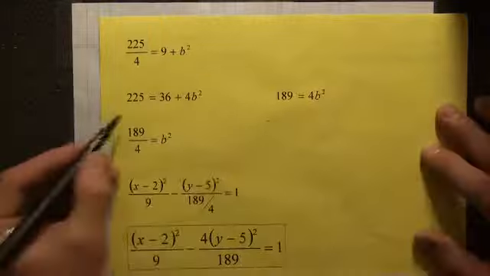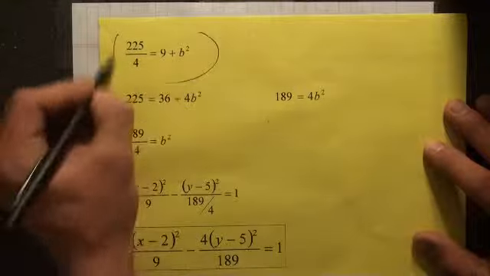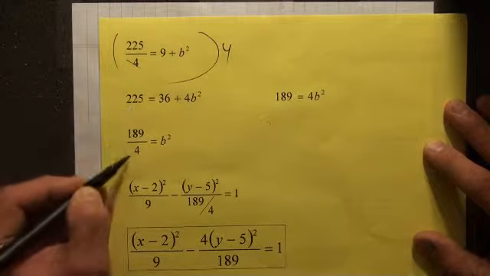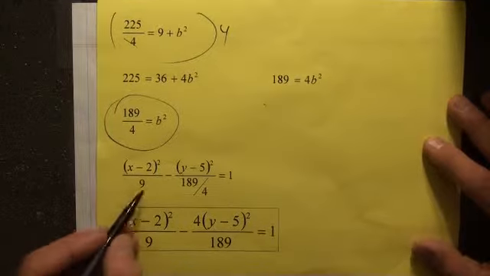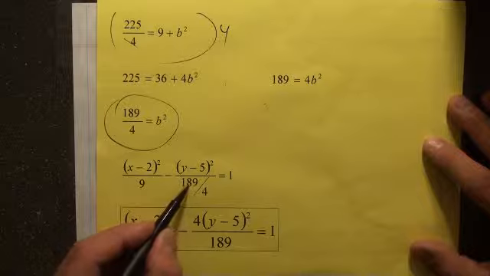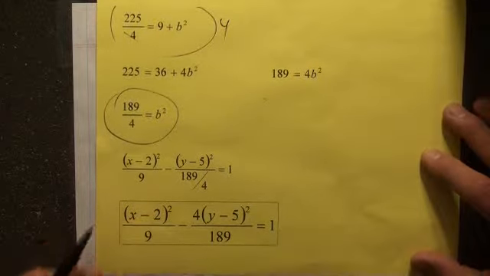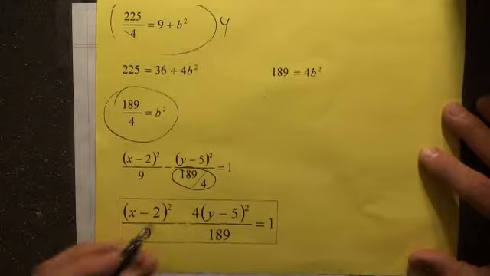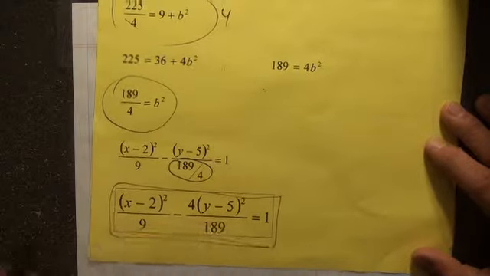That's right here. Okay, subtract. Then what we did here is multiply everything by 4. That cancels this 4, 36, 4b squared. Subtract 36, divide by 4. And you've got a squared is 9 and b squared is 189 over 4. Then you invert this fraction, dividing by a fraction, multiply by the reciprocal, and then this is our final answer. Okay?